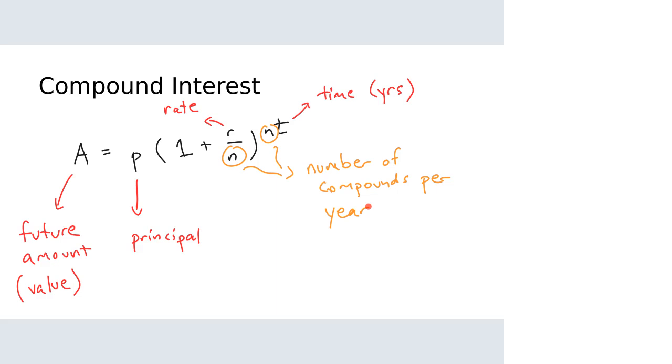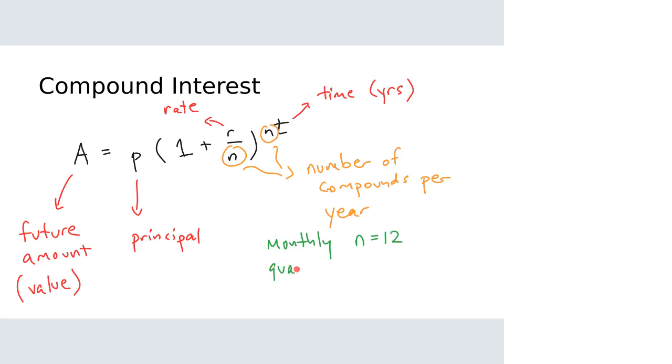Essentially what it is, how many times a year do they calculate the interest on your investment or your loan, depending on which it is? How many times a year do they do that? And there are 3 main ones that we're primarily concerned with. The first of those is if interest is compounded monthly. If that happens, they're going to compound interest 12 times per year. So the number of compounds per year is going to be 12.